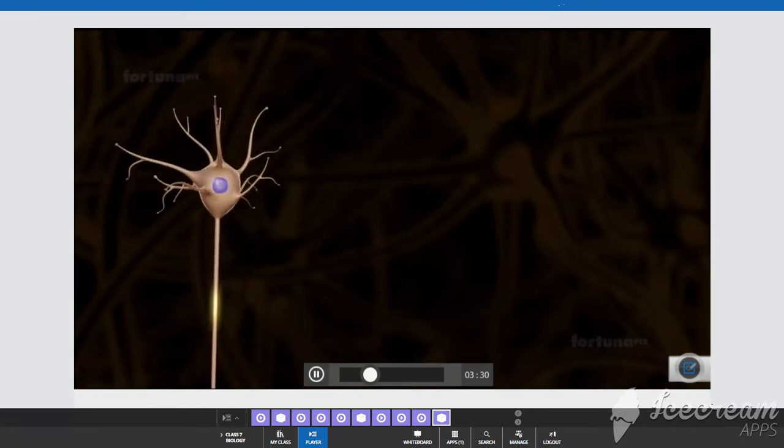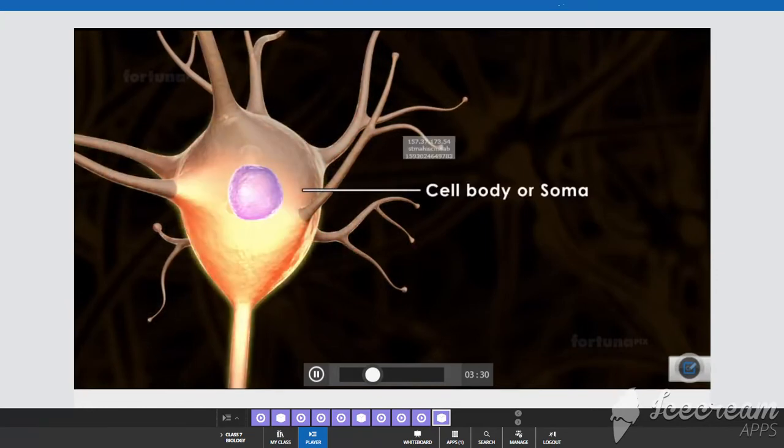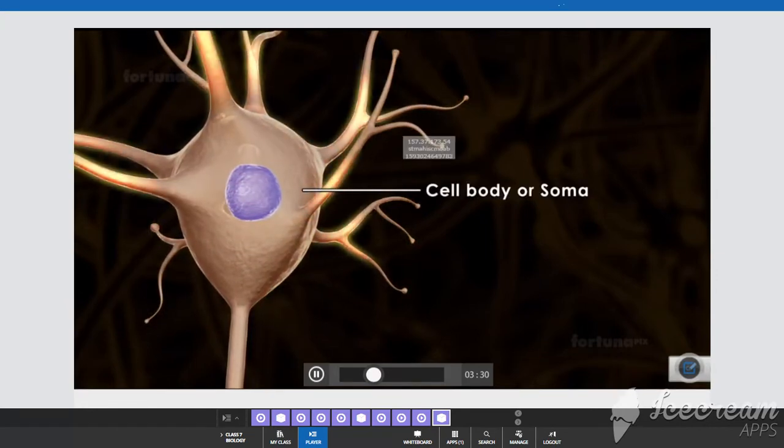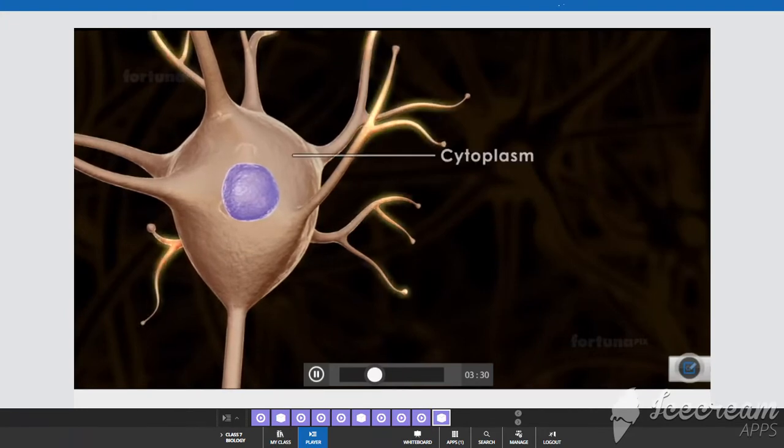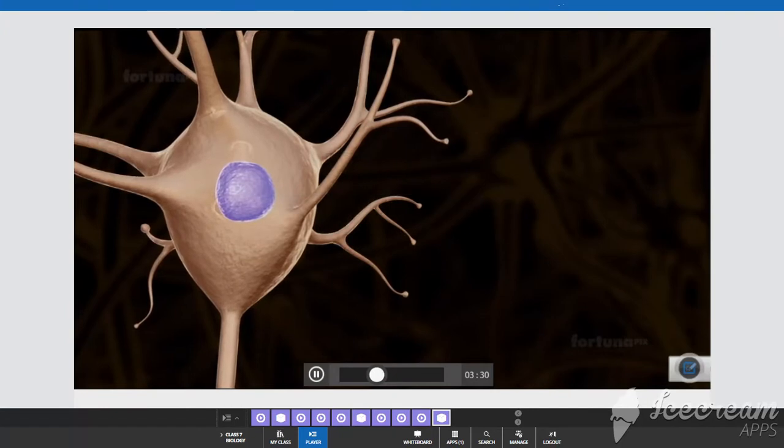The enlarged part of the neuron is called the cell body, sometimes referred to as the soma. This is where both the cytoplasm and the nucleus can be found, and the metabolic activity will occur here.